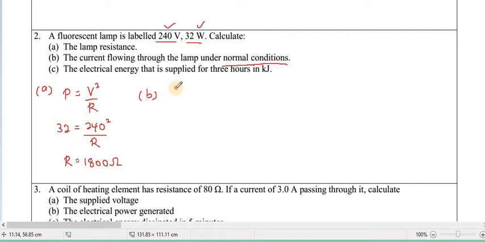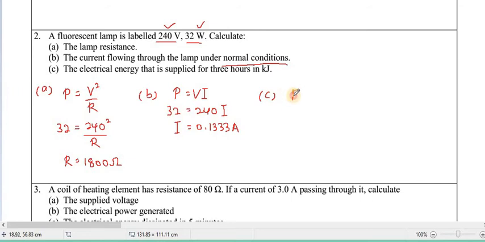Okay, so the current flowing through the lamp under normal condition. P equals VI. The power is 32, the voltage is 240, and then we can calculate the current. The current will be 0.1333 ampere.